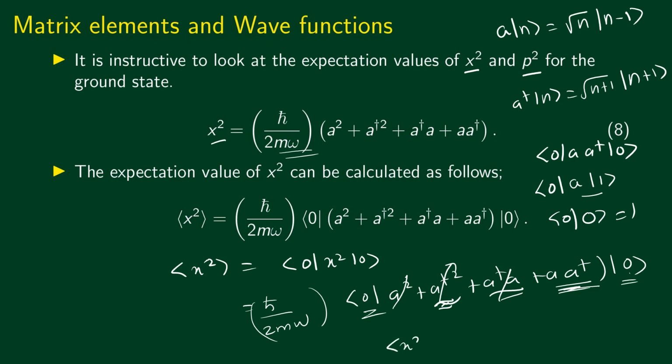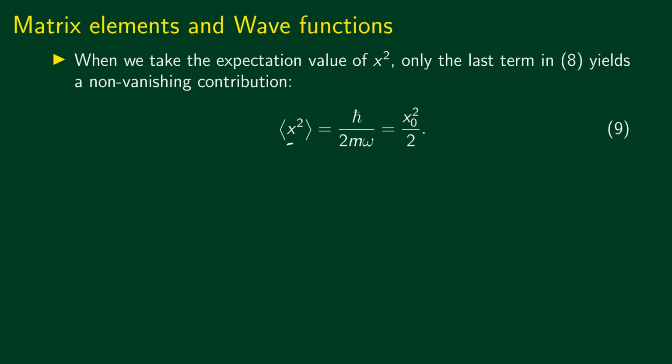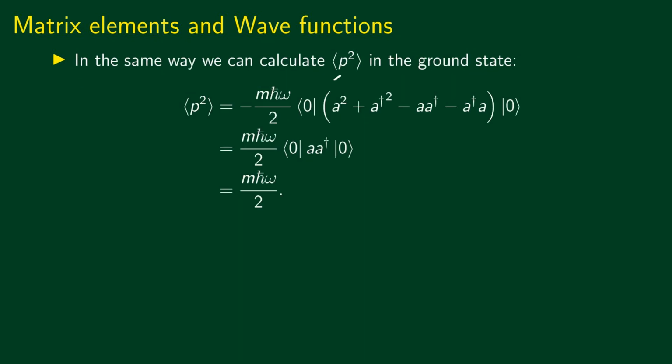So the contribution from bra 0, A A dagger, ket 0 is just 1, which means that the expectation value for X squared in the ground state is ħ divided by 2mω. But this ħ divided by mω was already defined as x0 squared. So the expectation value of X squared in the ground state can now be written as x0 squared divided by 2.